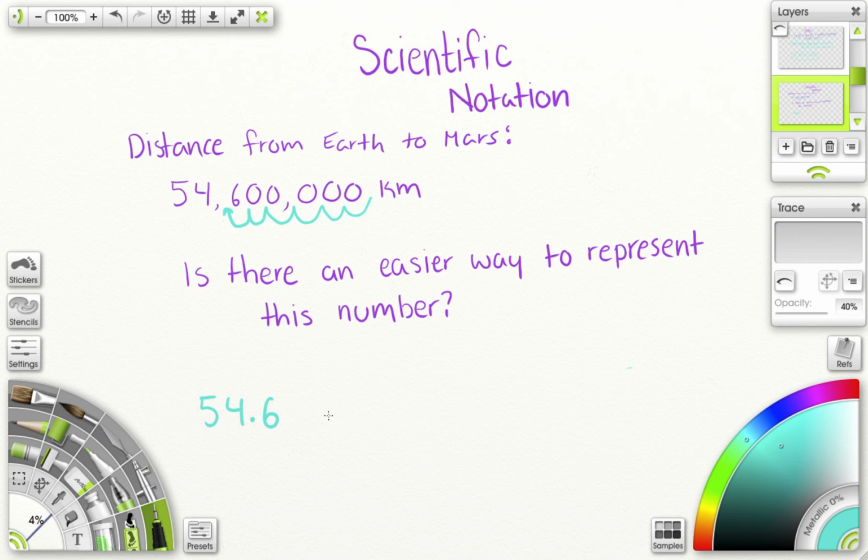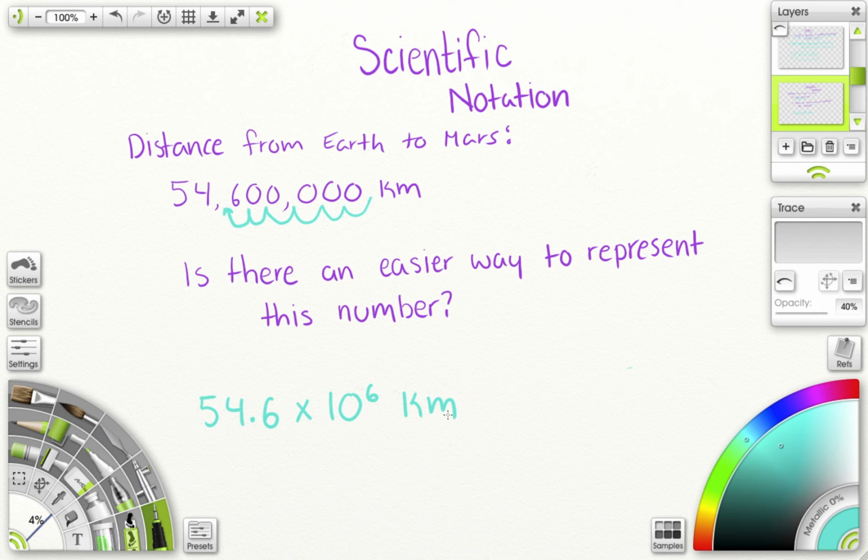But I can times it by 10, and we just have to figure out what that power number is. How many points did we move that decimal point over? 1, 2, 3, 4, 5, 6. And boom. There we have it. 54.6 times 10 to the power of 6 kilometers away. Much easier way to represent a number like that.